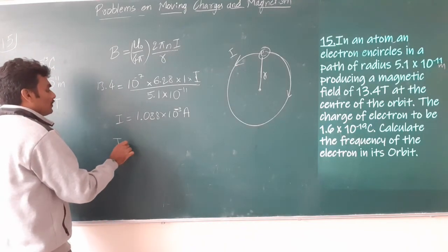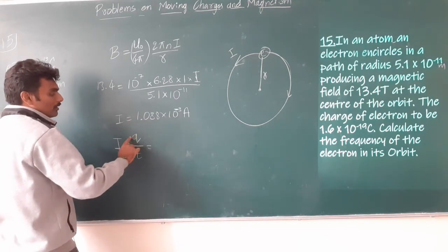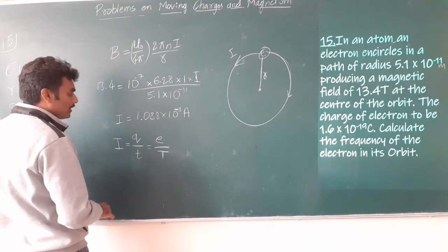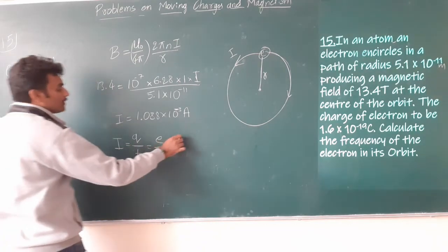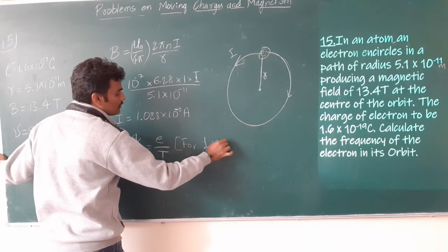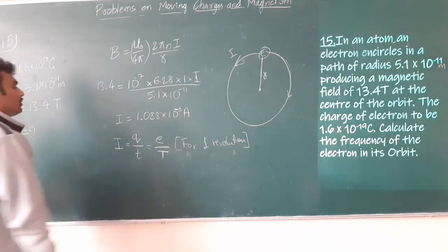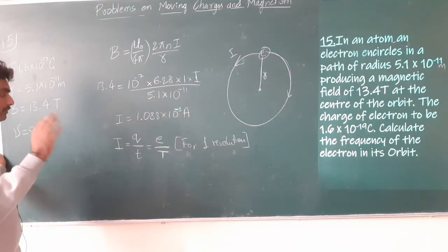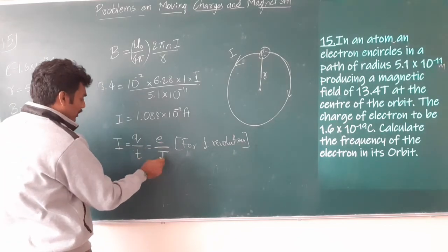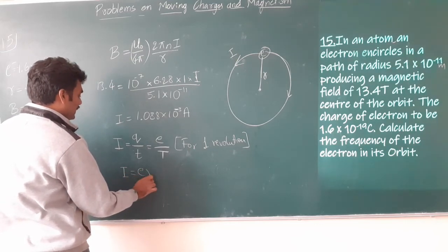Now what is I equal to? I is equal to Q by T, charge by time. For one revolution, Q becomes E and small t becomes capital T, the time period of revolution. I hope you know this. So now what is 1 by T equal to? 1 by T is equal to mu. So I simply becomes equal to E mu.